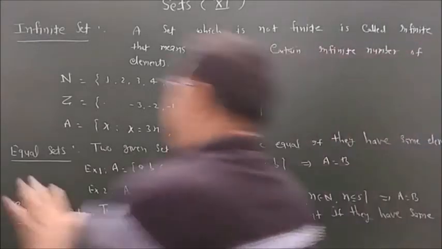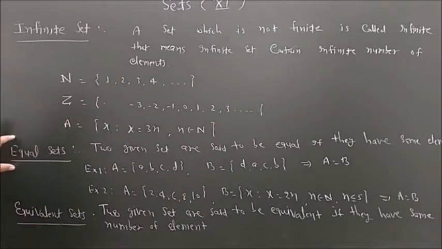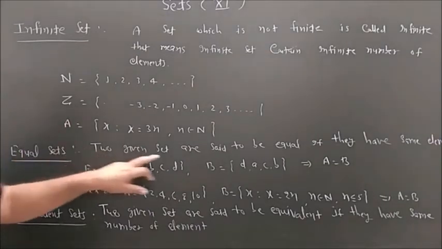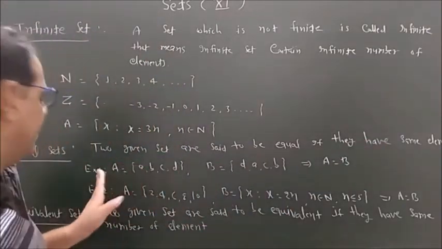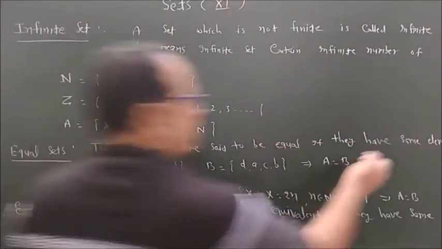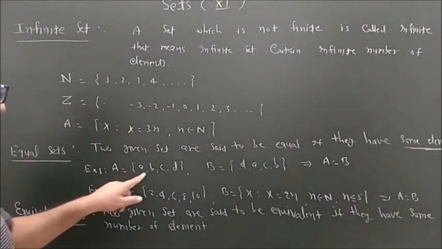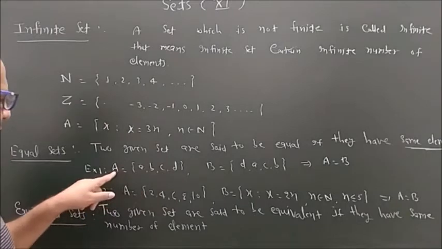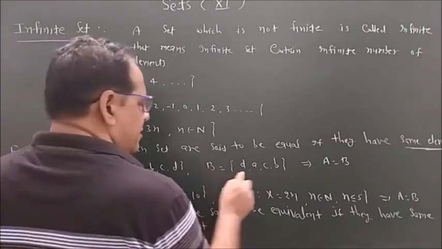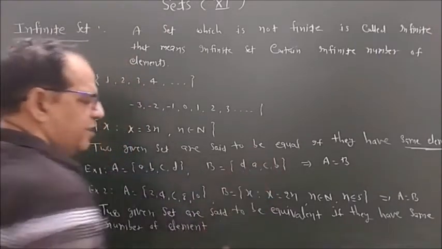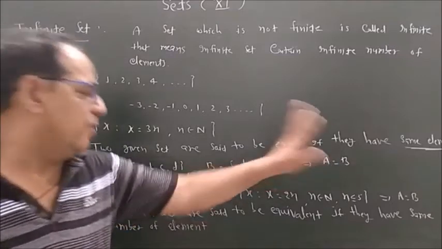Now next definition is equal sets. Which type of sets are called equal sets? Two given sets are said to be equal if they have the same elements. For example, A equal to {a, b, c, d}. Here the set A is given as a, b, c, d. Second set B is {d, a, c, b}. Order is changed, there is no problem, but the elements are the same in both sets. So A is equal to B.